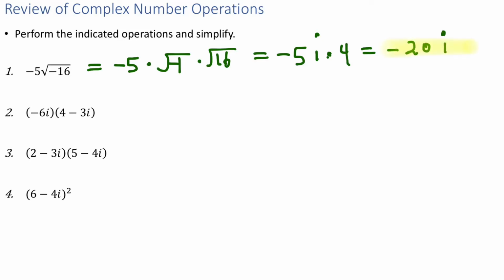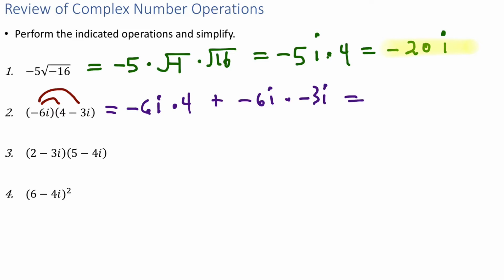Right, on number 2, we're going to distribute. So we're going to distribute negative 6I to 4 and then to negative 3I. So let's write that as negative 6I times 4 and then plus negative 6I times negative 3I. All right, so that's going to be equal to negative 24I plus 18 times I squared.